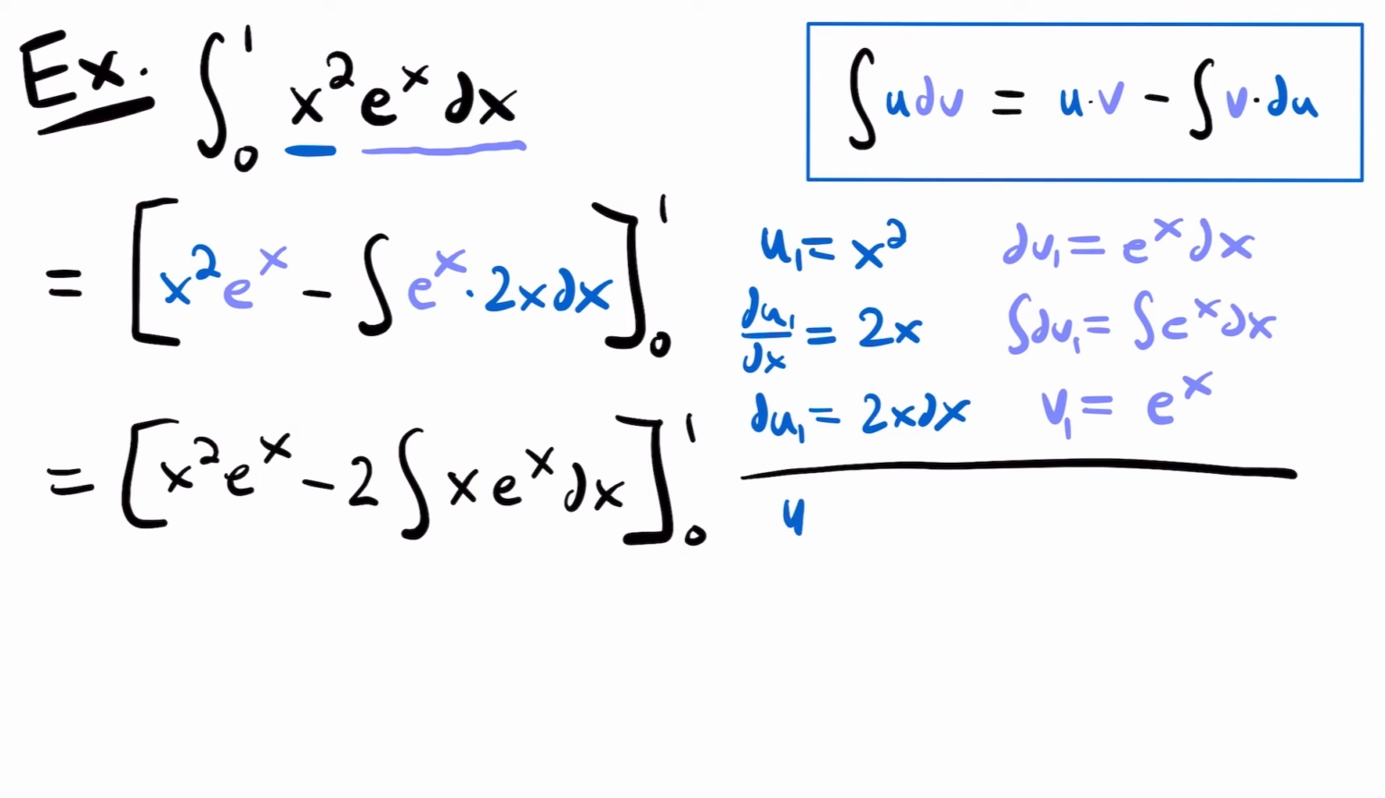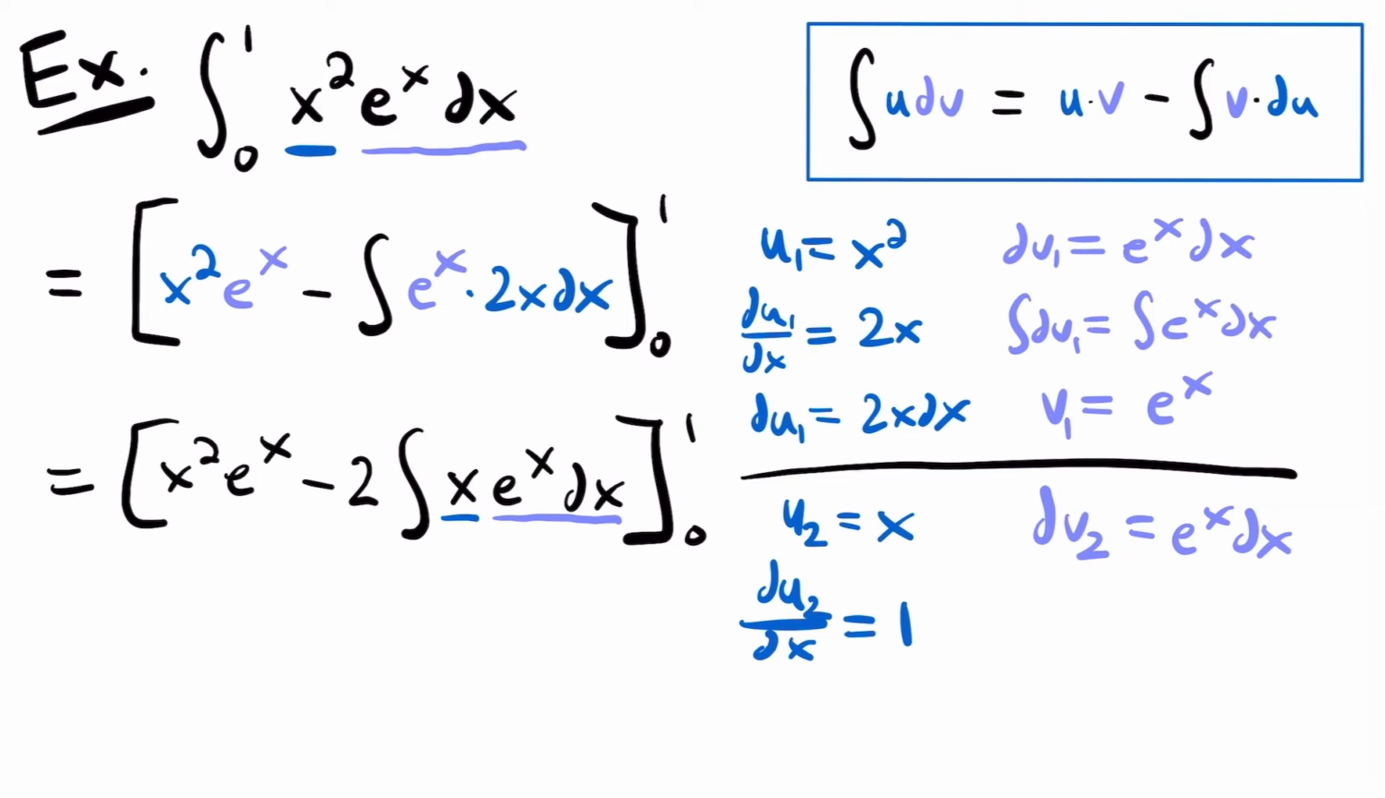And so we'll have u sub 2 is equal to x, and dv sub 2 is equal to e to the power of x dx. All right, so x is u, and e to the power of x dx is dv. And so if we take the derivative of u sub 2, we'll have du sub 2 divided by dx is equal to 1, right? That's the derivative of x, which means that du sub 2 is equal to dx if we multiply both sides of that equation by dx.